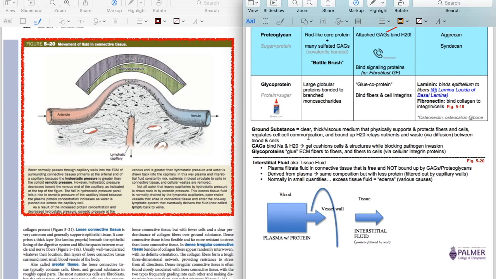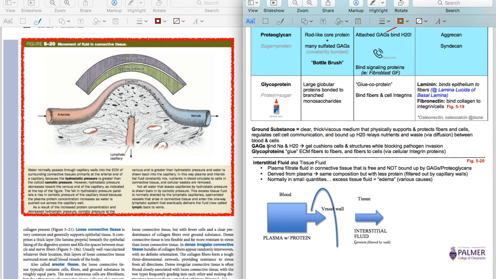Okay, ground substance: it's clear, but it's thick and more viscous than water. It physically supports cells and fibers within the extracellular matrix. It also regulates cell-to-cell communication. Nutrients can pass through and waste can get out via diffusion. It's not just dead space. There is some transportation of materials through it. And it also does impede bacteria from having access to cells.